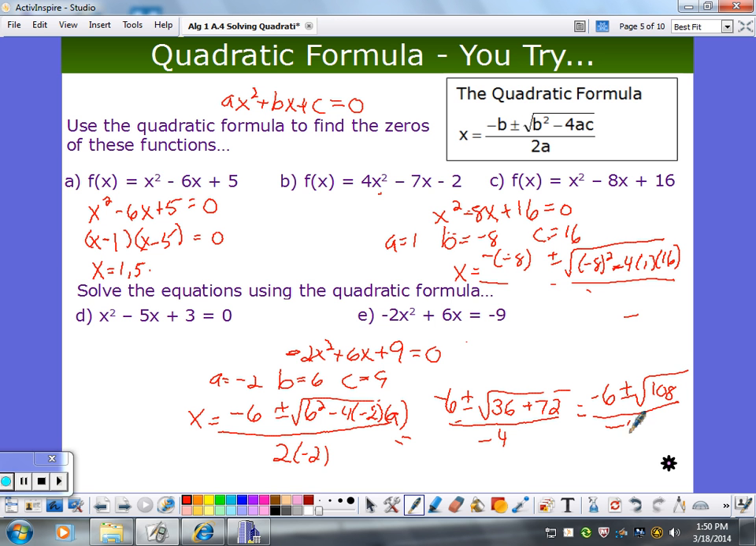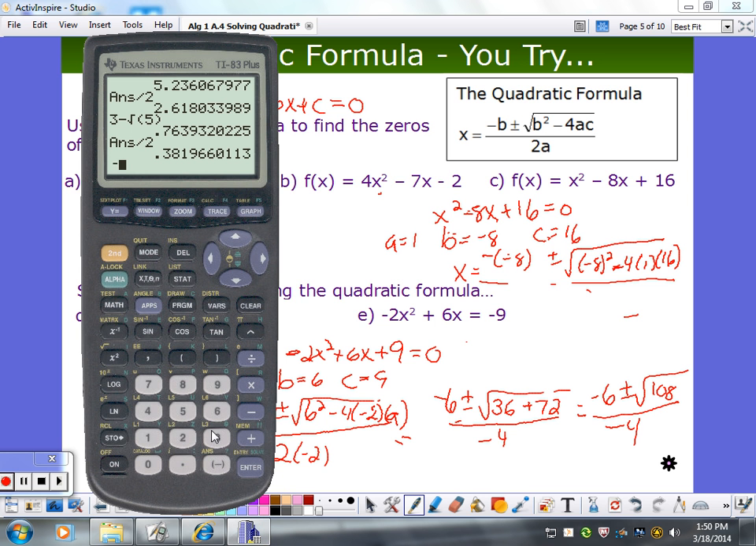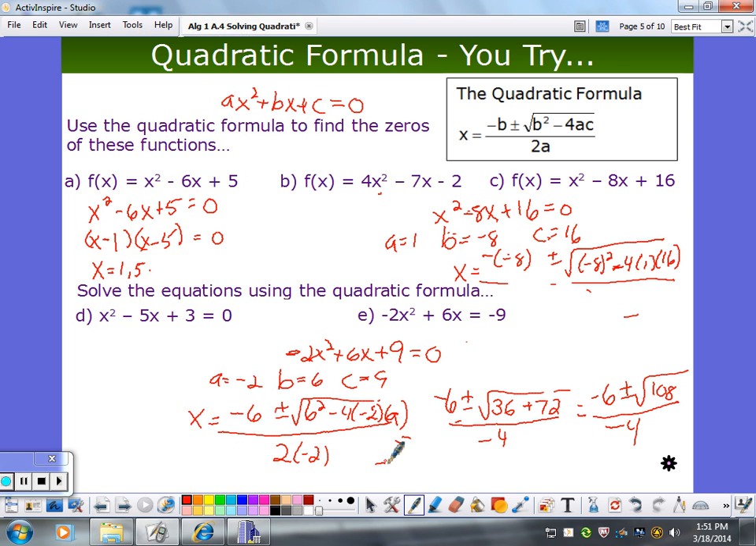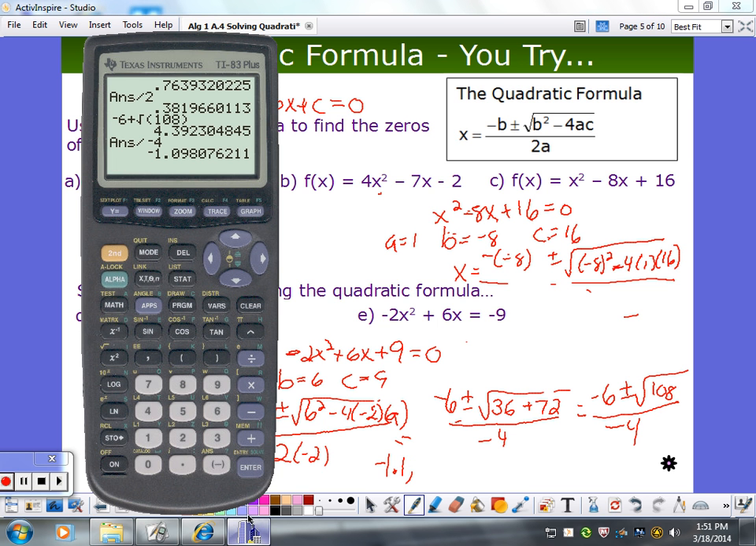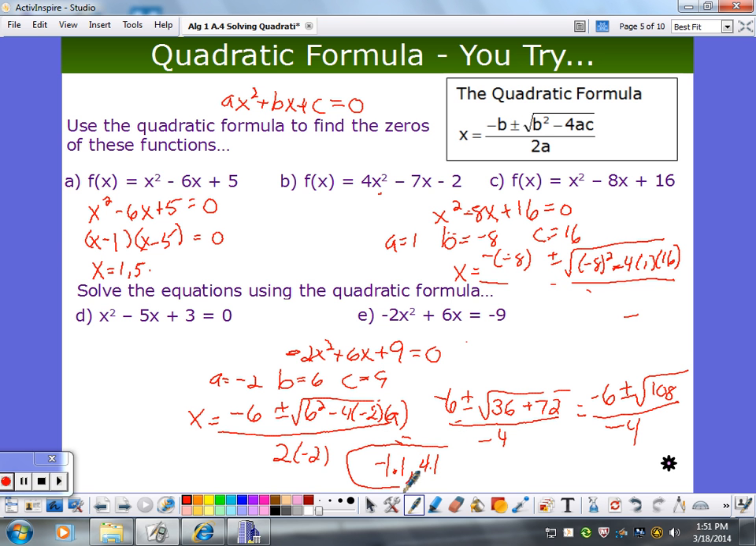Over negative 4. I can get my calculator involved at this point. So negative 6 plus the square root of 108. Hit enter before you divide. Divide by negative 4. I'm getting approximately negative 1.1. And then I have to look for the other zero. I got the plus, and let's see what happens when I subtract it. Negative 6 minus the square root of 108, divide by negative 4. About 4.1. These are the solutions to that equation.